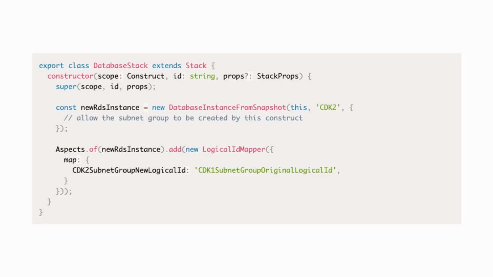So we resolve this by overriding the logical ID of the subnet group in the second CDK construct to match the logical ID of the first CDK's subnet group. And we're going to use my logical ID remapper aspect to get this done. Now, although the original subnet group is deleted, the new subnet group created will have the same logical ID, and CloudFormation will see this as a no-op.